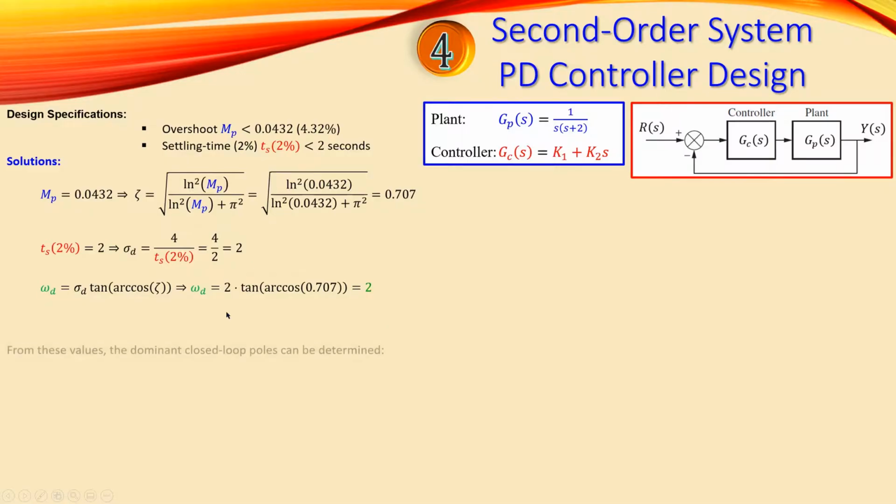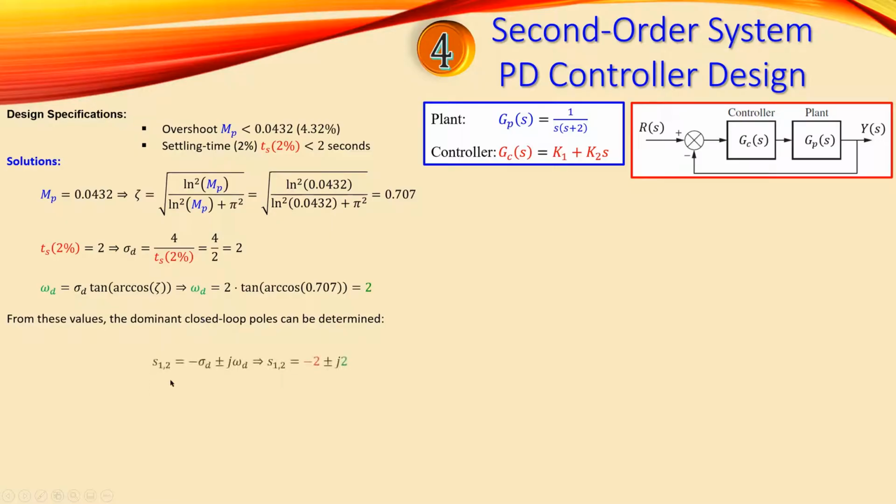So we have the design point, or the dominant closed loop poles, given by this expression. S1,2 is given by minus sigma D plus or minus J omega D, which is equal to minus 2 plus or minus J2. So we look at the root locus method, and for that we use the dominant closed loop poles. These are the dominant closed loop poles that we use to determine the dynamics of our system. Of course, whether this second order approximation is valid, we don't know yet.